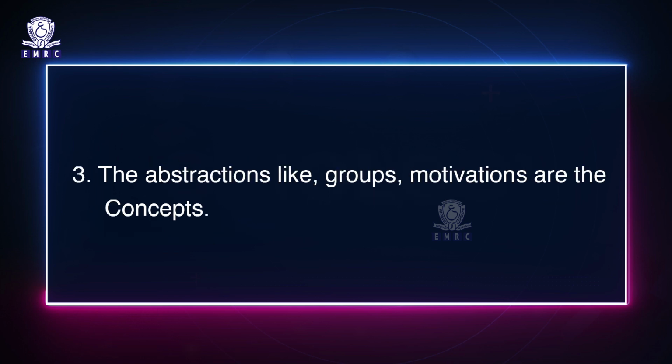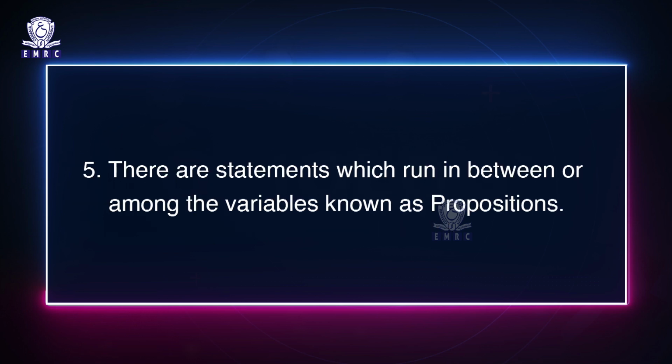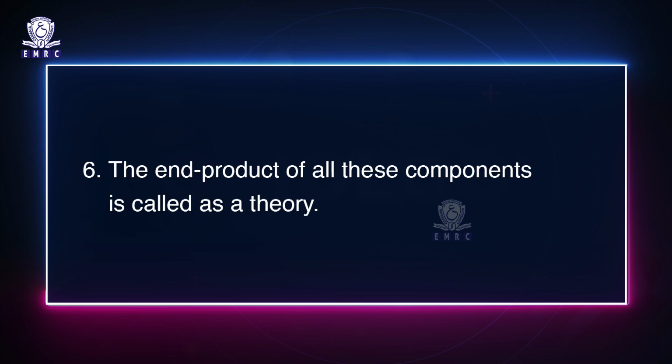3. The abstractions like groups, motivations are the concepts. 4. The relational units of analysis which can assume designated sets of values. For example, educational status, income level are the variables. 5. There are statements which run between or among the variables, known as propositions. 6. Finally, the end product of all these components is called a theory.